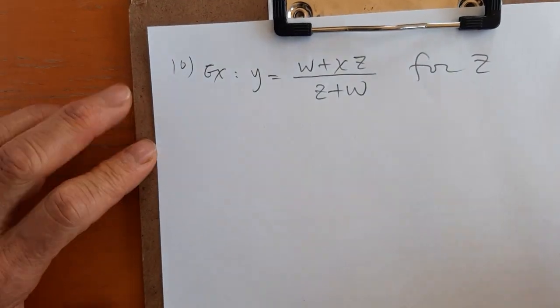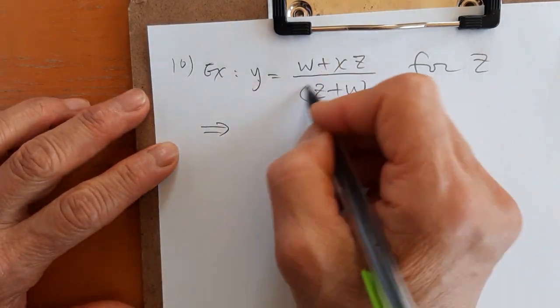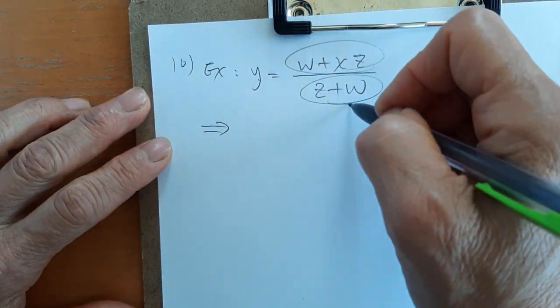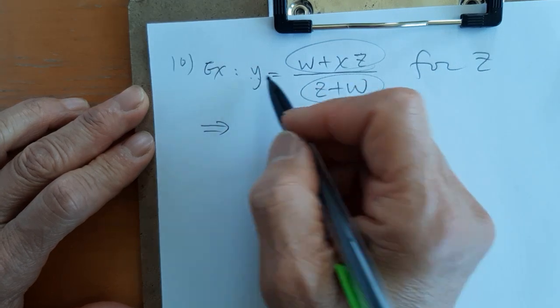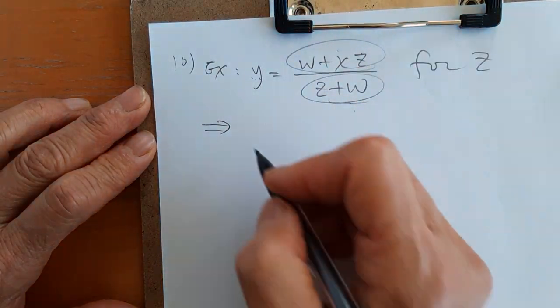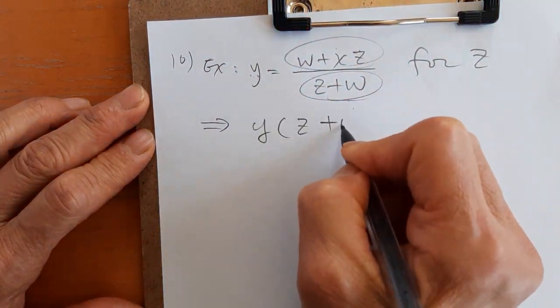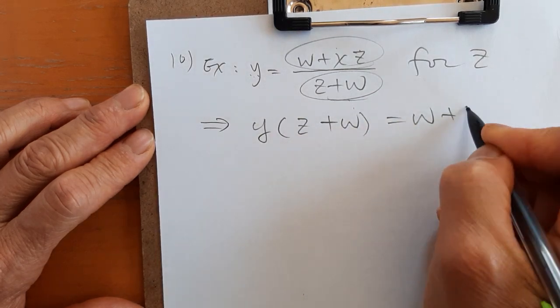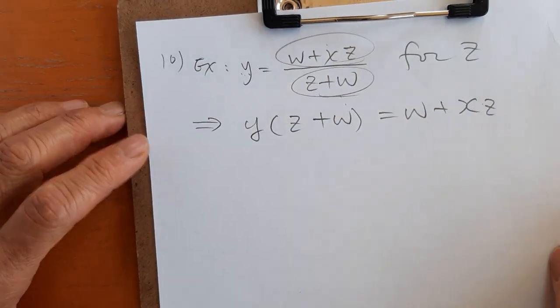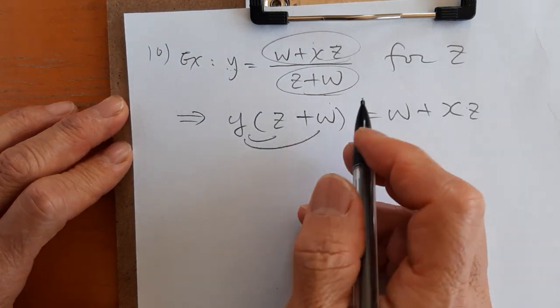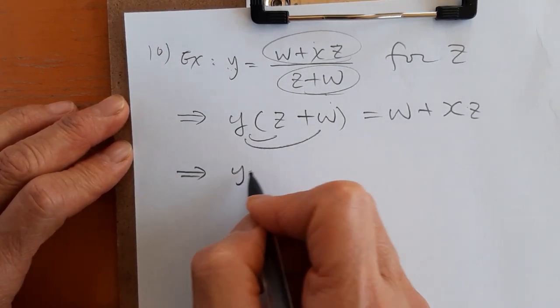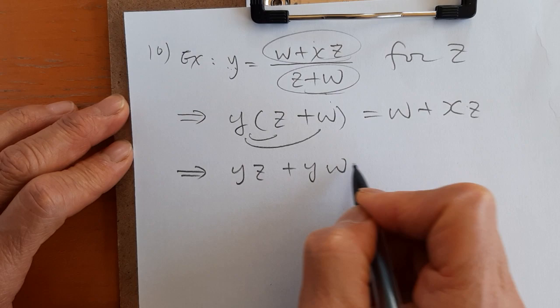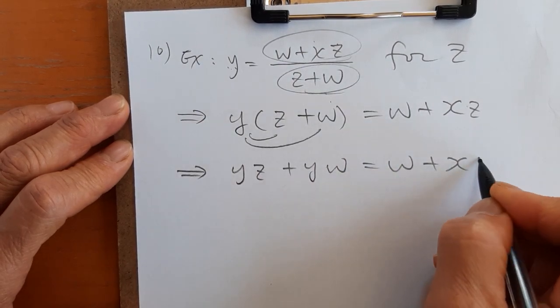Also you do y times this: dividend divided by divisor equals quotient. So quotient times divisor equals dividend. So y times (z + w) equals w + xz. Then remove the parentheses, distribute in. So yz + yw = w + xz.